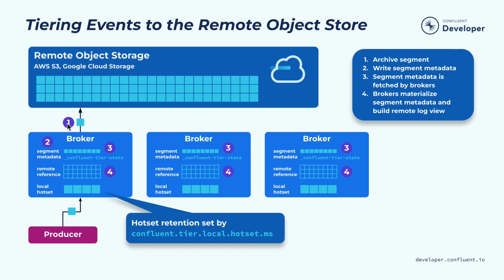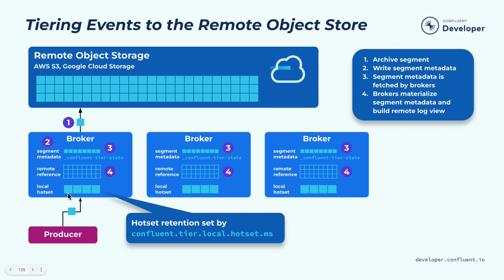Once the segment is uploaded into the remote object store, the leader of that partition will also be writing the metadata of that remote object into an internal topic. And all the other replicas will be reading this remote metadata information from this internal topic, and then they will be using that to build their internal in-memory view of the remote references. Once the data has been successfully archived to the remote object store, the local data can be removed because we don't need that redundantly in the local log.